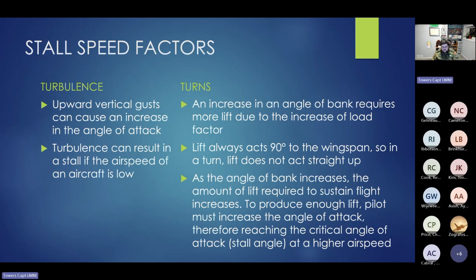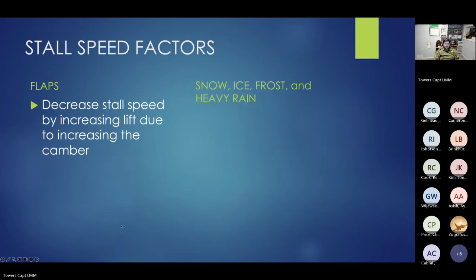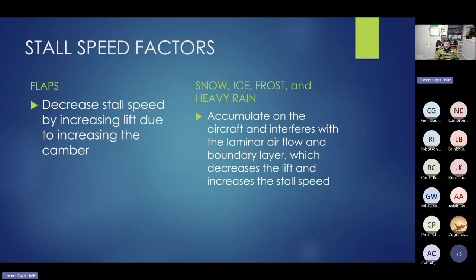And the next set of factors that impact the stall speed are flaps and weather conditions, so snow, ice, frost, and heavy rain. So flaps are pretty nifty. They decrease the stall speed by increasing the lift that you can get out of your wing due to increasing the camber of the wing, which, as we talked about, is that curvature of the upper surface.